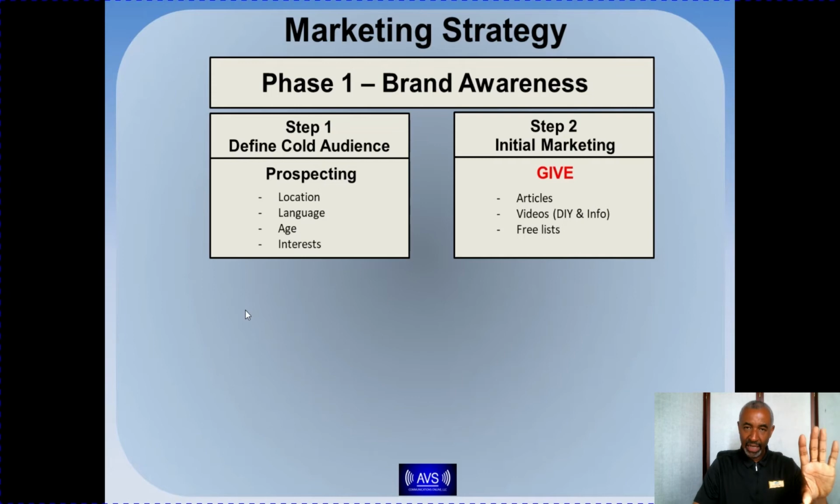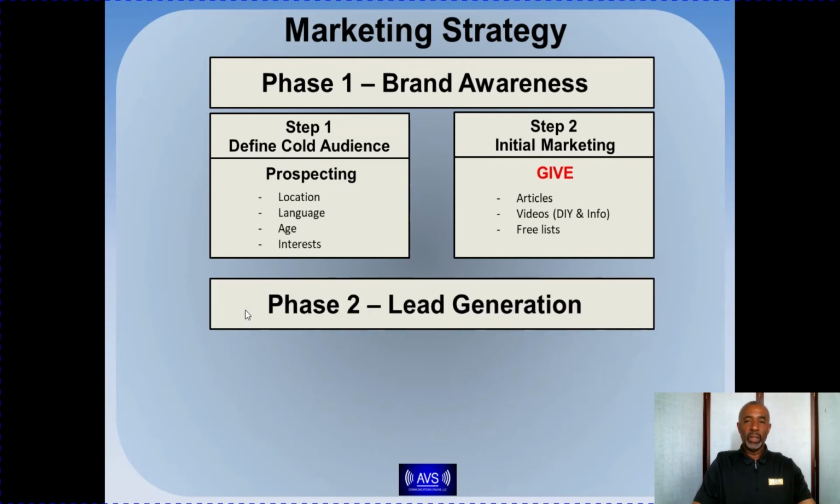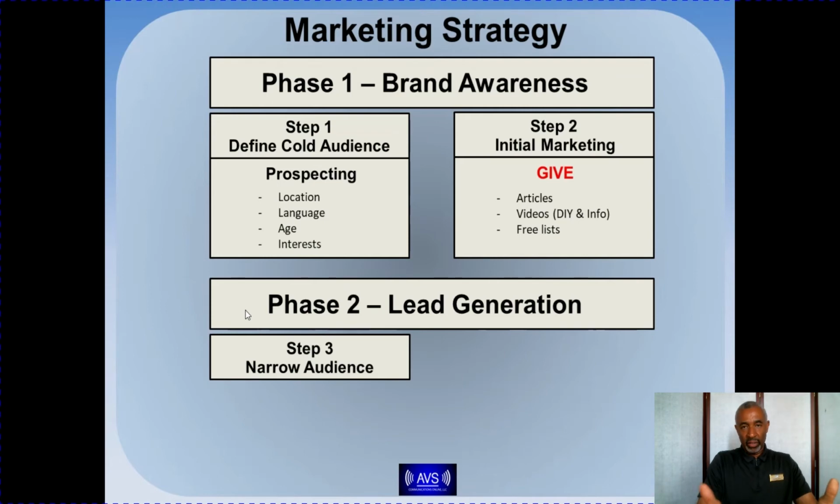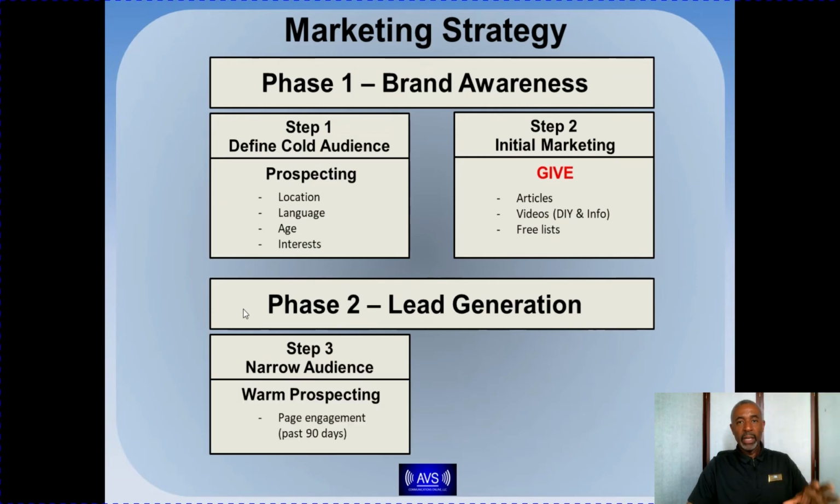Okay, so that's the second step. You're just giving away information, and that sets you up for lead generation, because now you can narrow your audience. No longer a cold audience of people on Facebook. Now this is a warm audience of people who have engaged with your content. These are people who have gotten to know, like, and trust you because you've given them valuable information over time.